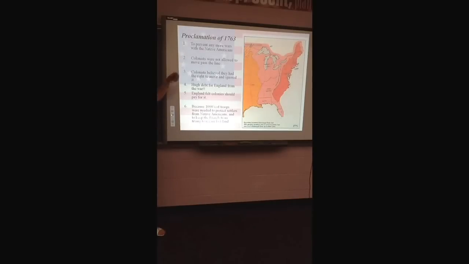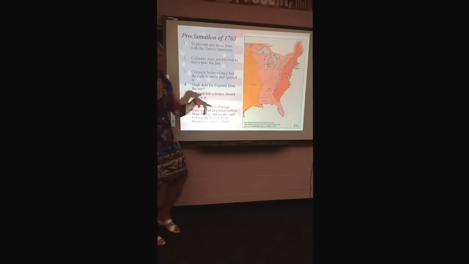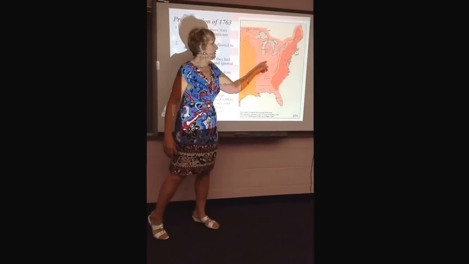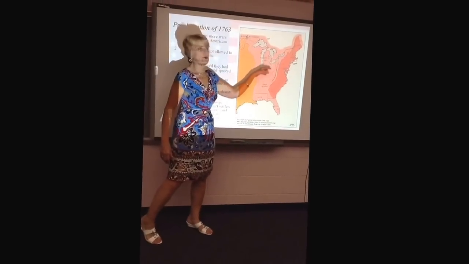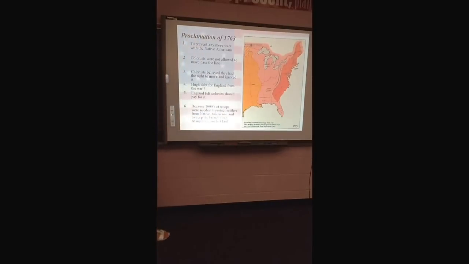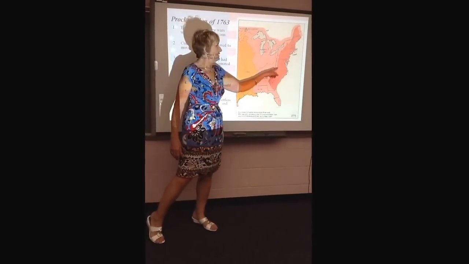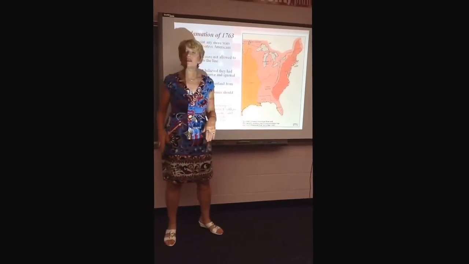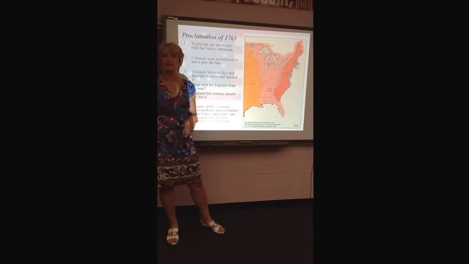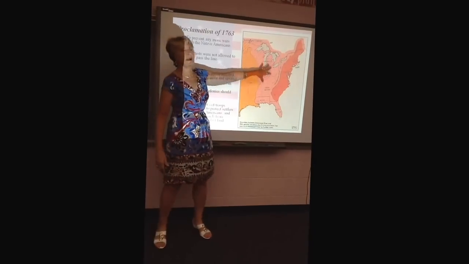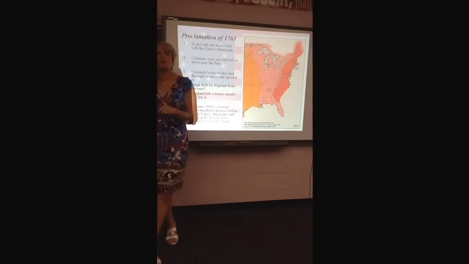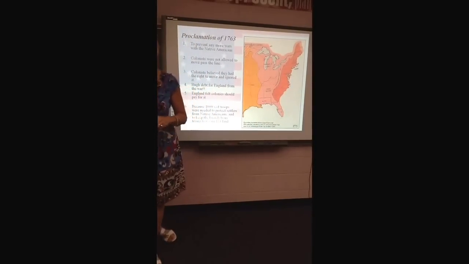To prevent any more wars with the Native Americans, as colonists moved in here, there was fighting throughout this whole area and attacks. The colonists were not allowed to move past this line. So the king, in a sense, put a line in the sand and said, yes, this is my territory, but no, you cannot move there. It is against the law.